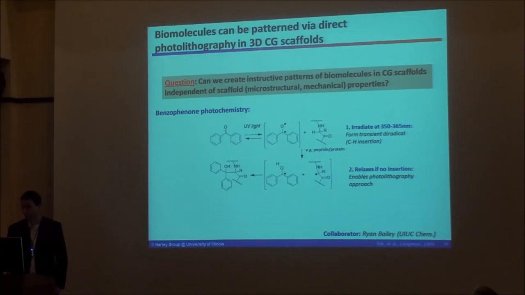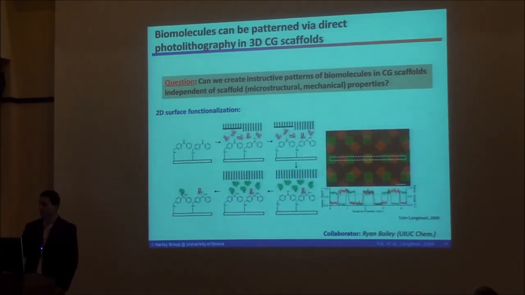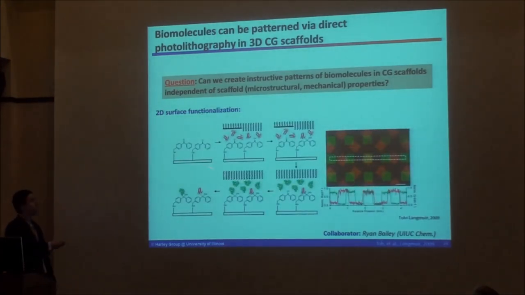And so we knew from some of their previous work that it would work in 2D, for example. So this is a glass slide functionalized with benzophenone exposed to this red model protein, selectively irradiated. And so you're immobilizing the red protein only in certain areas. You then wash the protein off, immerse it in this green model protein, irradiate through a different photomask, and so you get these overlapping patterns of the two components.